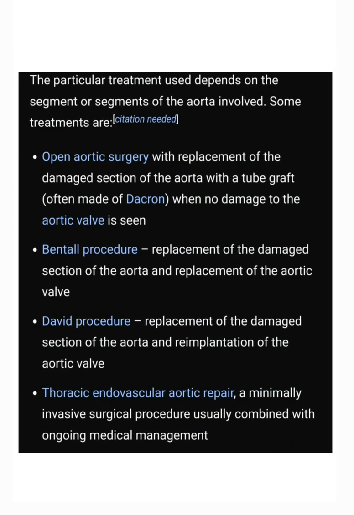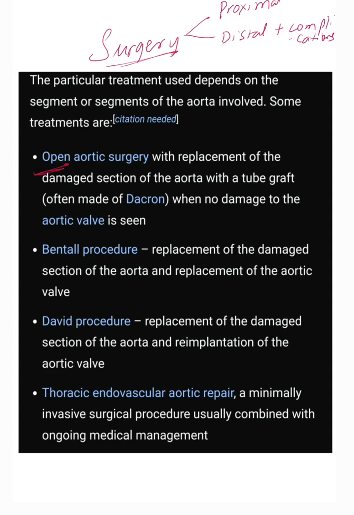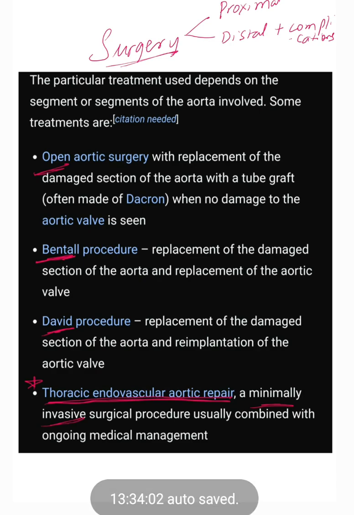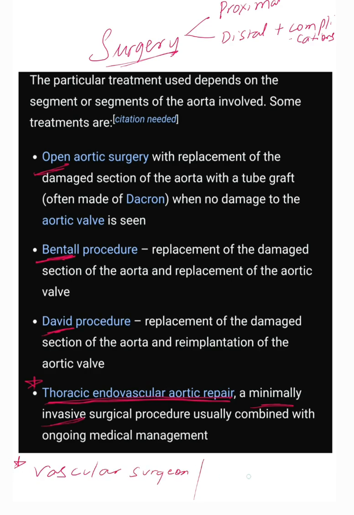Surgery is also an important option in certain cases where there may be an acute proximal aortic dissection or an acute distal aortic dissection with one or more complications mentioned before. Here is a list of some of the procedures which are undertaken. These include open aortic surgery, Bentall procedure, David procedure, or thoracic endovascular aortic repair. This one is the least invasive and is usually combined with ongoing medical management. The decision for the appropriate surgical procedure is made by the vascular surgeon. Also, these surgical procedures are not devoid of complications and are risky themselves.